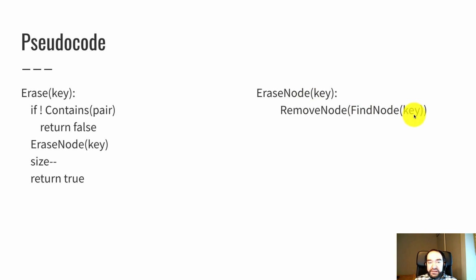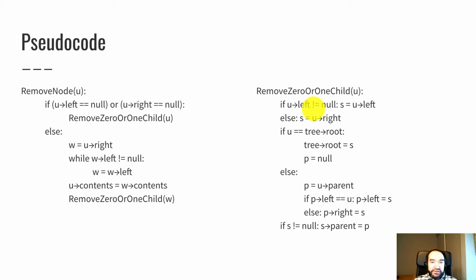Find node locates that node. So we've got a key. We have to do that whole thing of starting at the root and going left and right and left and right until we find the node object that contains that key. That's what find node does. And then we call remove node on that node pointer. Remove node does the work of taking a pointer to a node and getting that node out of the tree. So now let's look at remove node.